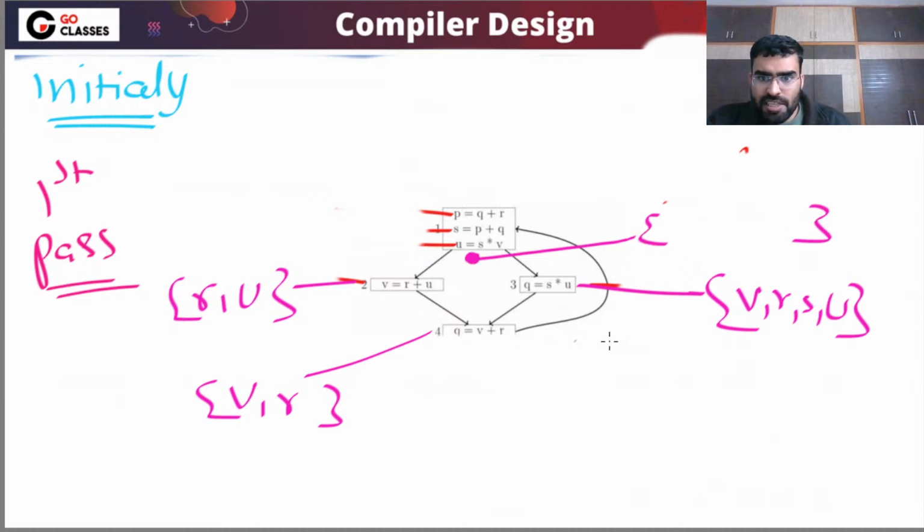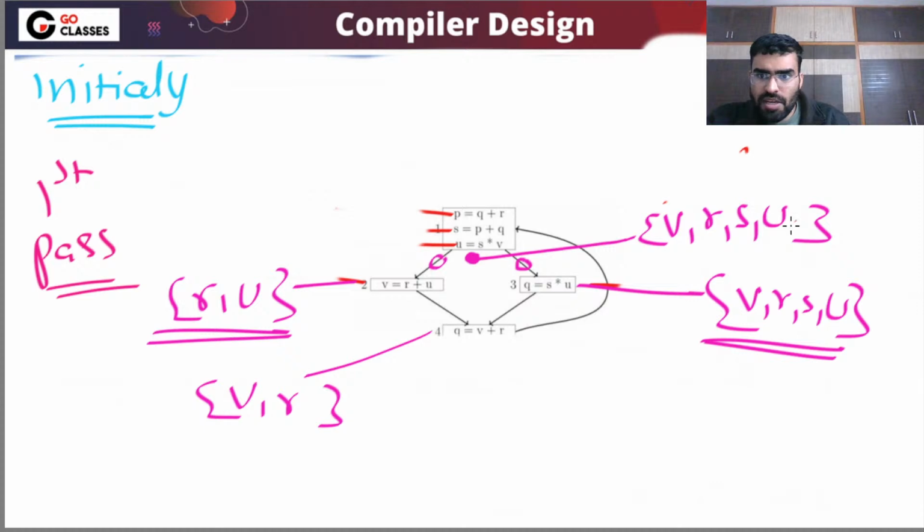This will be the union of this and this, because these are the two successors. This is a successor, this is a successor. So this will be VRSU. Okay, now tell me what is this?